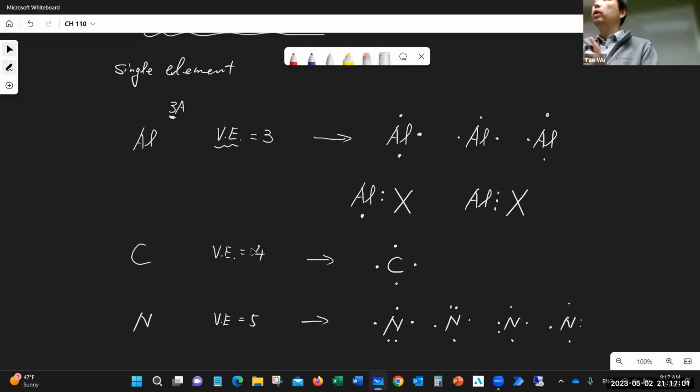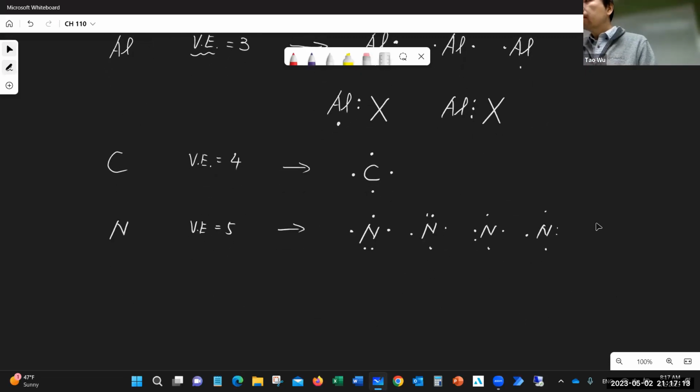Very important, I'm going to emphasize this is only for single elements. If you have a compound, then that's a different story. When we talk about compounds, there are some names we use. So this is called paired electrons.